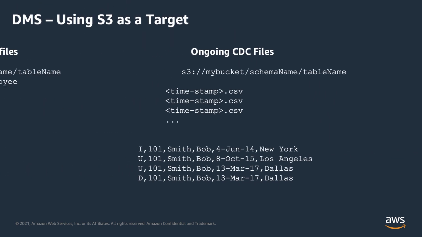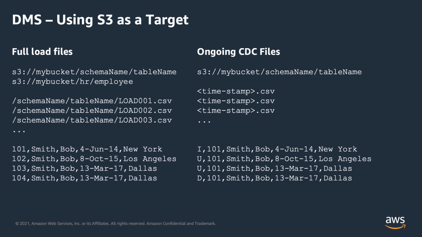Now let's talk about how DMS works with S3 target in general. When DMS runs for the first time, it will create an initial bulk dump file of all records in the database with the format shown in the slide as full load files, which will have a specified bucket name, schema name, and then table name. By default, all full load files will be in the CSV format. There are other file formats available like Parquet, which we'll discuss in the next slide.